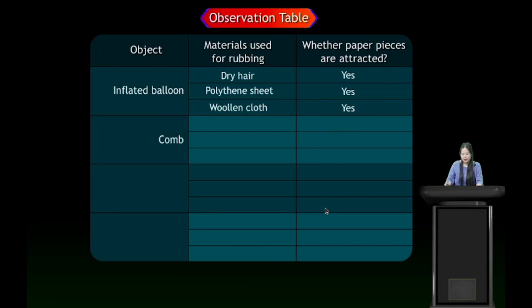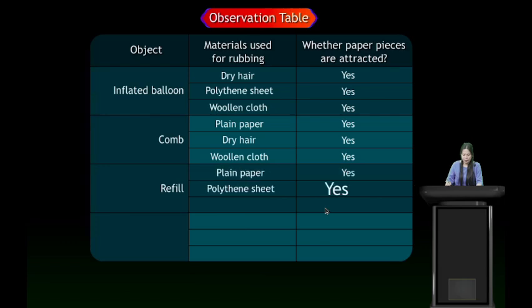Similarly, you can repeat for comb. Rubbed on plain paper, it will attract the small pieces of paper. Comb, when you rub it on your hair, it will attract the small pieces of paper. And woolen cloth, it will attract the small pieces of paper. Similarly, for refill, rub it on plain paper, you will see that it attracts the small pieces of paper. Rub it on polythene sheet, you will observe that it attracts the small pieces of paper. Rub it on woolen cloth, you will also observe that it attracts the pieces of paper.